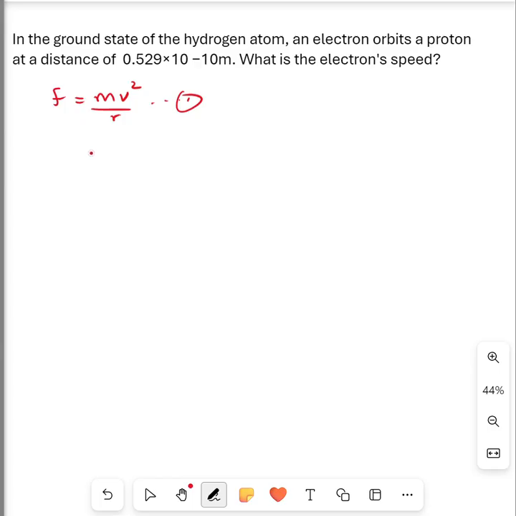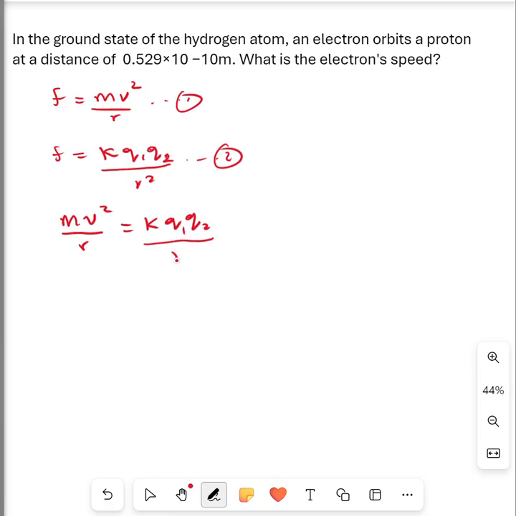Then we're going to relate it to Coulomb's law. Coulomb's law states that F equals K Q1 Q2 divided by R squared. This is equation 2. We are equating equation 1 and equation 2 together, so we have mV squared divided by R equals K Q1 Q2 divided by R squared.